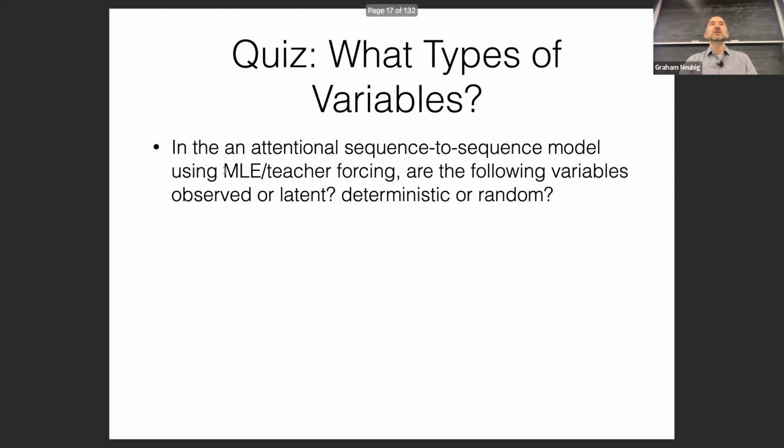And so just to test the understanding here, let's say we have an attentional sequence model using LSTM-based attention or transformer, whatever we want. It's trained using maximum likelihood estimation and teacher forcing. Are the following variables observed or latent, and are they deterministic or random? So let's say we have the input word IDs. I wrote them F here, but it could be X also. Any ideas?